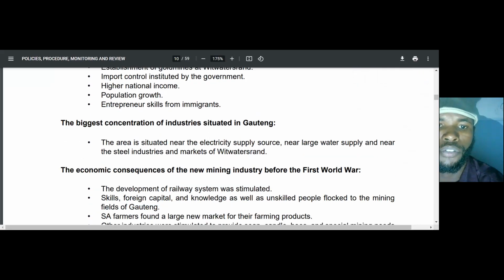The biggest concentration of industry is situated in Gauteng. The area is situated near the electricity supply source, near large water supply, and near the steel industries and markets.